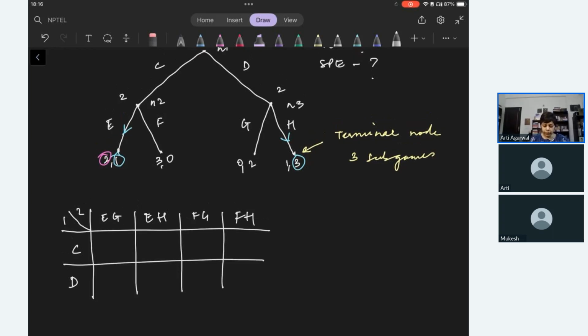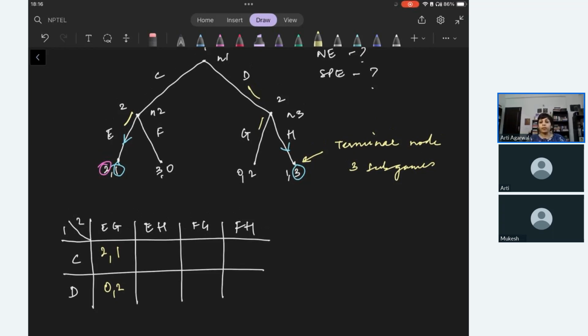He is playing E and G, and 1 is playing C. So what is the payoff here? 2, 1. If he is again playing EG and player 1 is playing D, then this part of the game is getting played, right? Then the payoff becomes 0, 2. This is why we are writing the strategies in both the subgames, because which subgame gets played is decided by player 1's strategy.